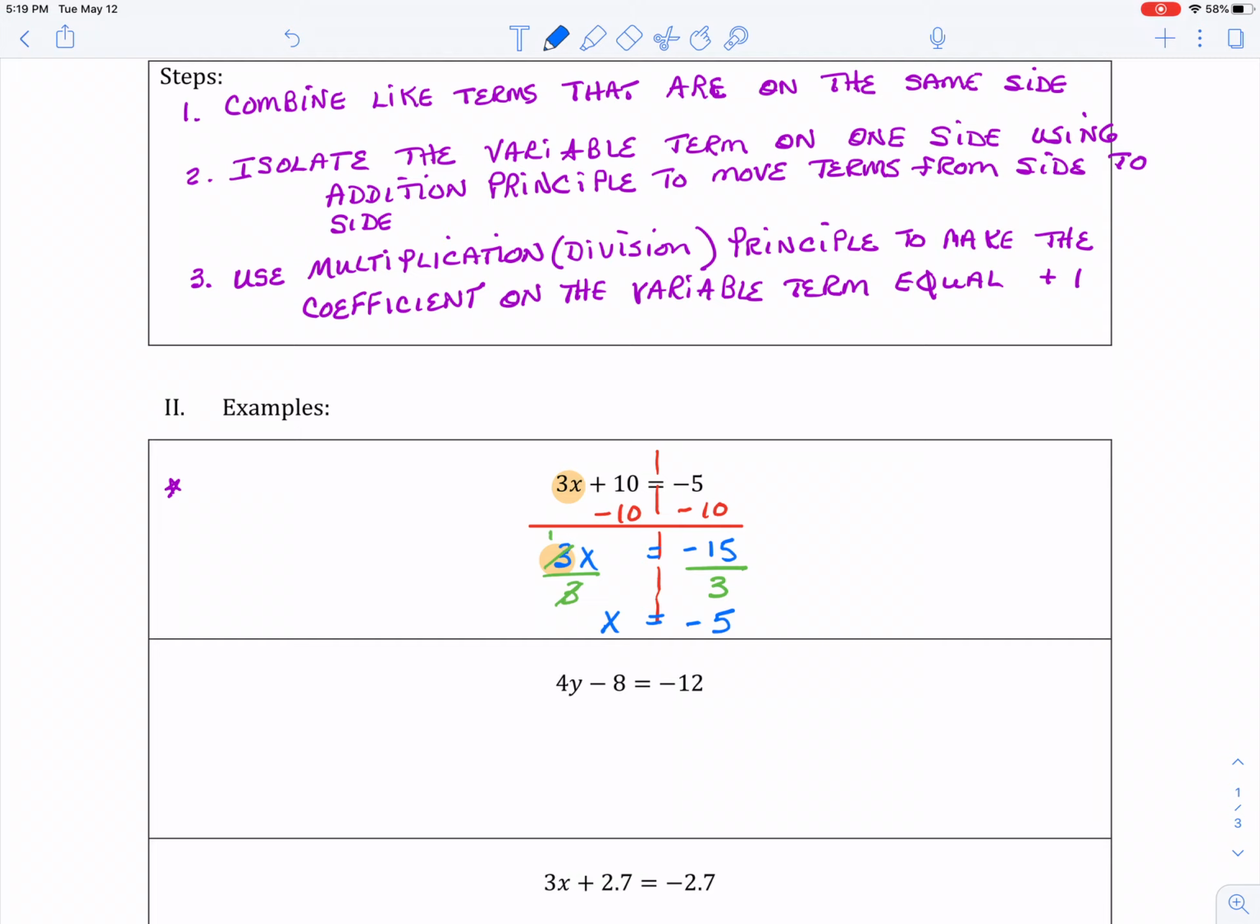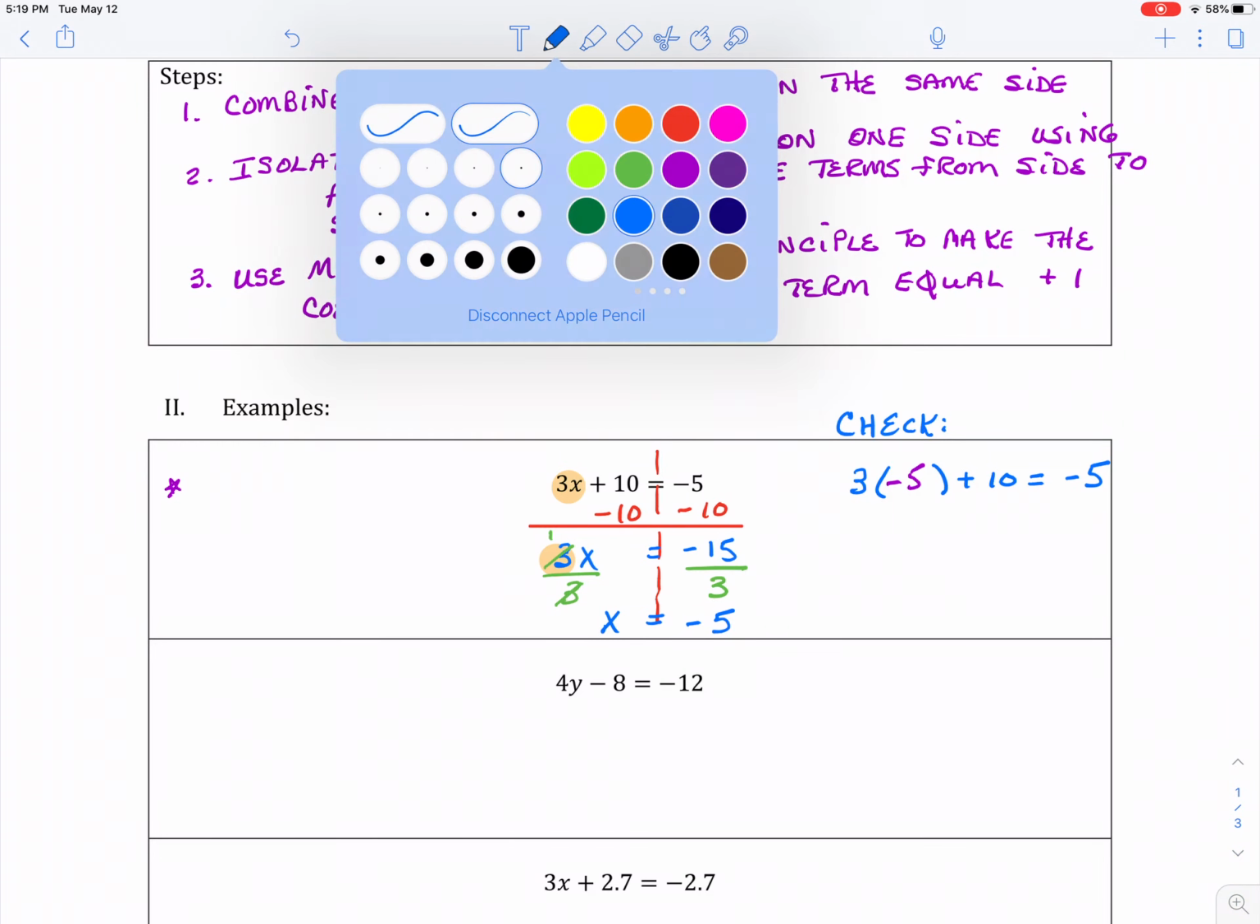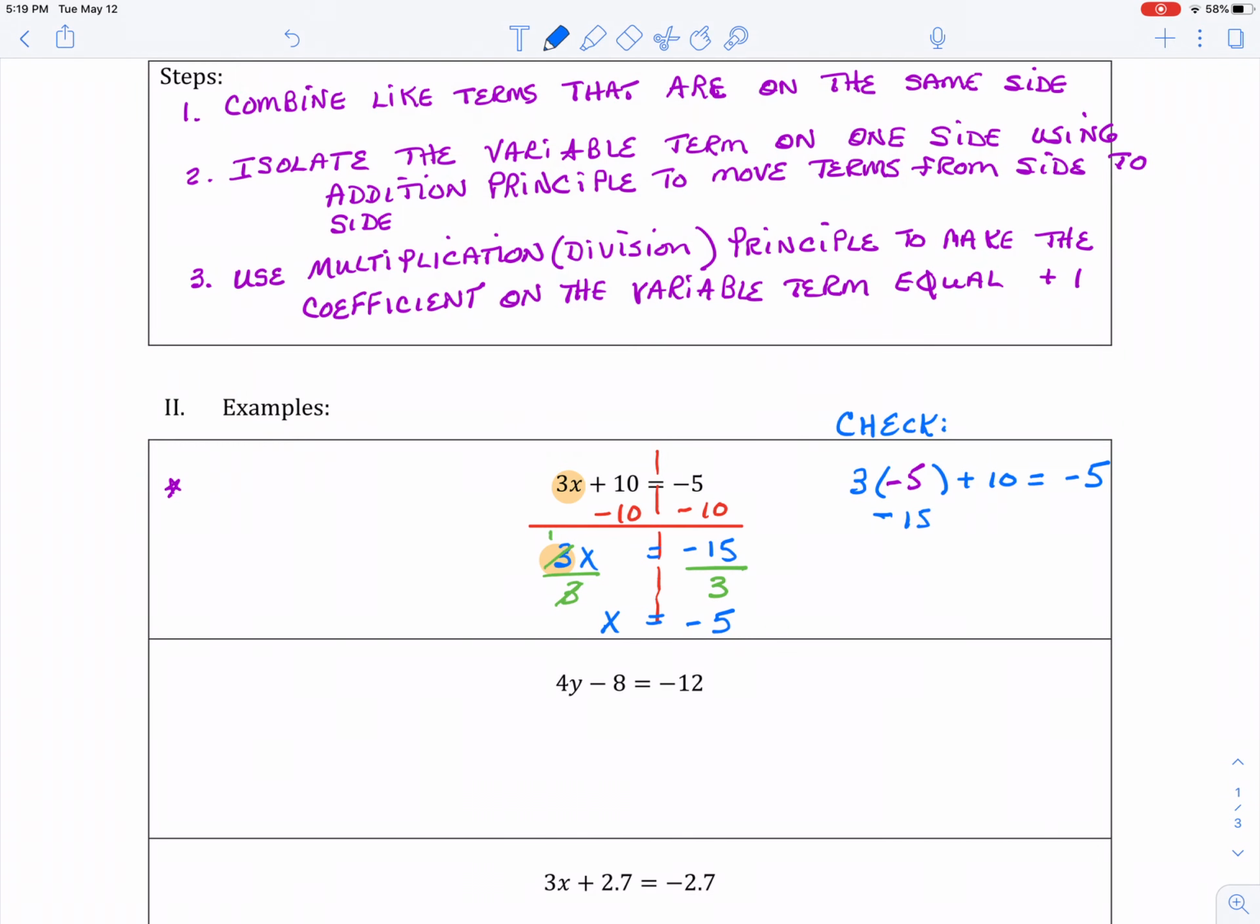And so I'm finished. I haven't talked about checking before, but if you were working on a test or a quiz and you wanted to check this, you would just run all the way back to the top, pick up the equation in its original form, replace the letter x with whatever you found the answer to be, follow your order of operations, and if you end up with a left side balanced and equal to a right side, then you know that your answer is correct.